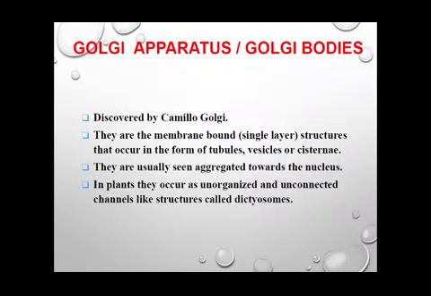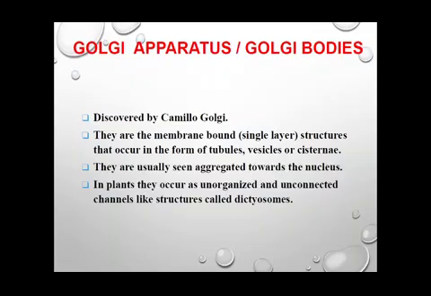Dear students, today we will be studying another cell organelle, that is the Golgi apparatus. It is also known as Golgi bodies. In the earlier lecture we studied the endoplasmic reticulum. It was of two types, rough endoplasmic reticulum and smooth endoplasmic reticulum. Now we will continue with the Golgi bodies.